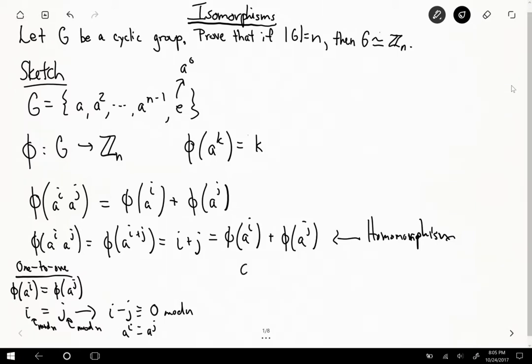So onto. Let z be in Zn. Well, then z is an element of, let's say, 0, 1, all the way up to n minus 1.